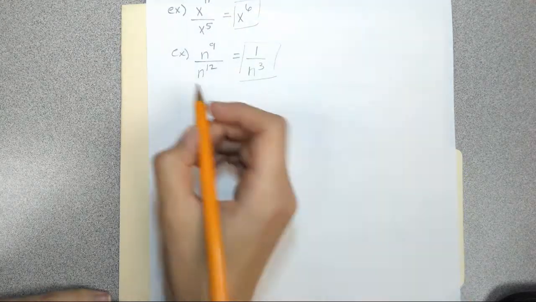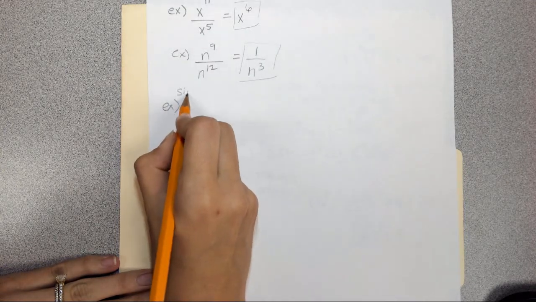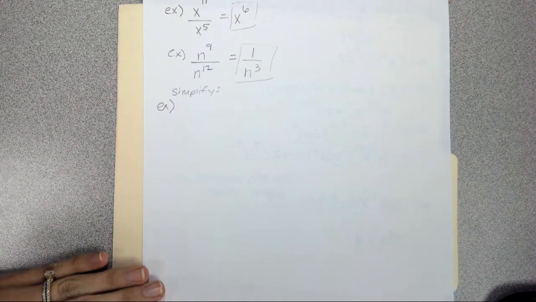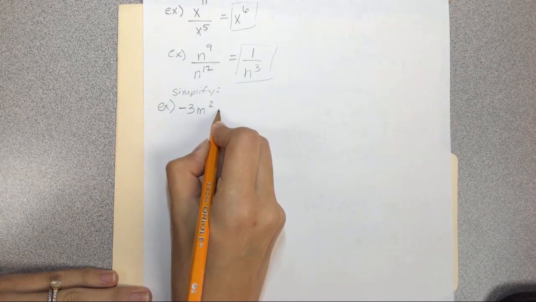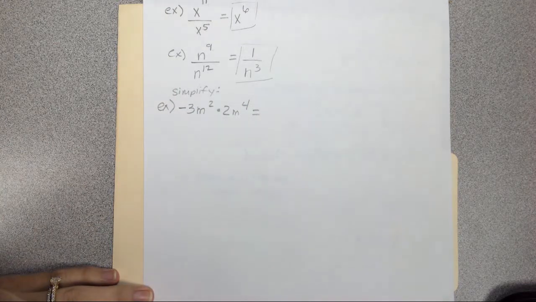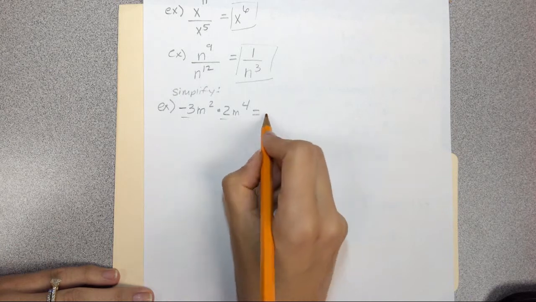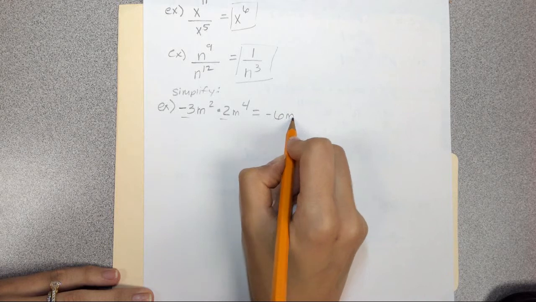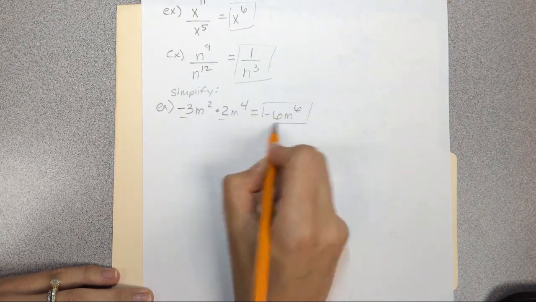Let's look at some more examples here. Let's say I told you, simplify the following examples. Negative 3m squared times 2m to the power of 4. Since I am multiplying here, I will multiply my numbers, so that's negative 6. And then for my exponents, you add them together. 2 plus 4 is 6, and that's your answer.